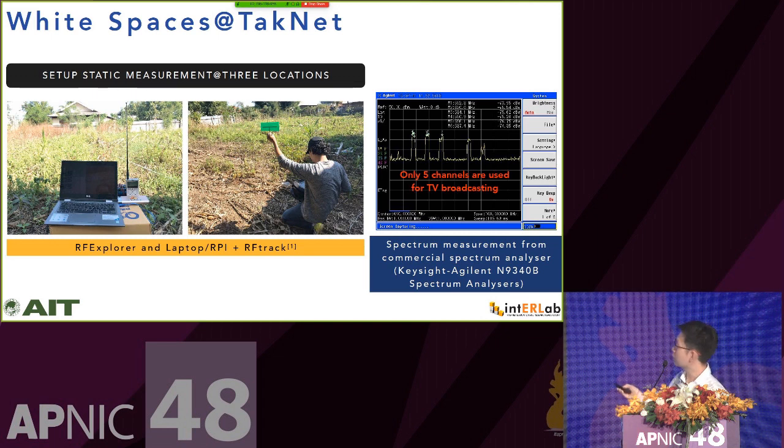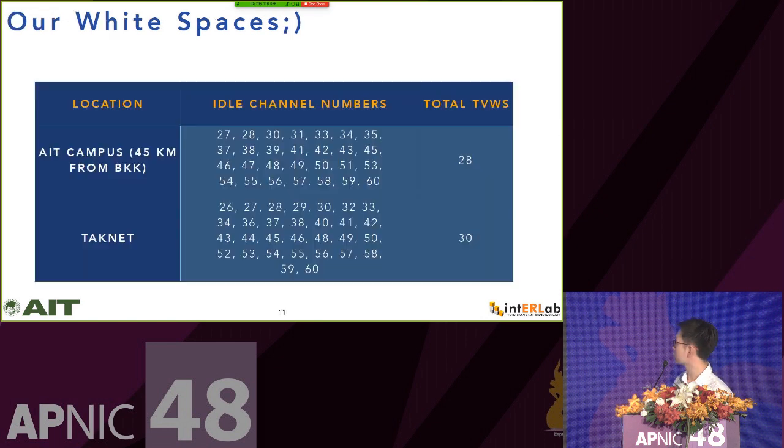And here is a result from the commercial spectrum analyzer, which is a Keysight. We compared the results and both have the same result. We found that only 5 channels are being used in those areas. And this is our summary. We compare 3 locations as well. The first one, from AIT campus, which is 45 kilometers from Bangkok, has about 28 channels free. And for TakNet, in the Tak location, we have about 30 channels free.